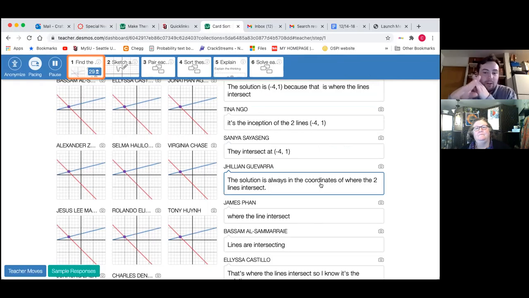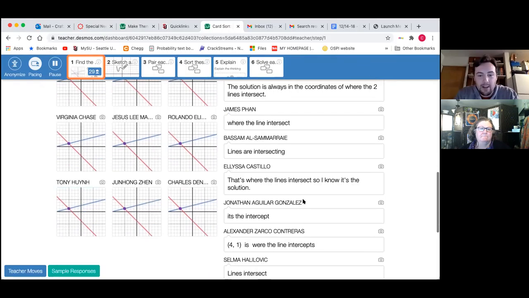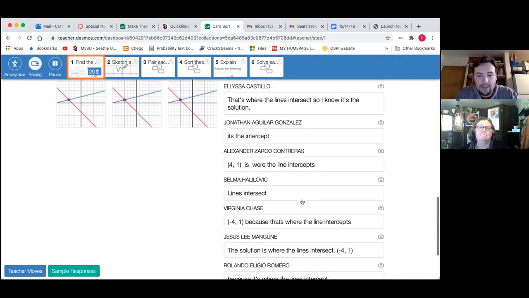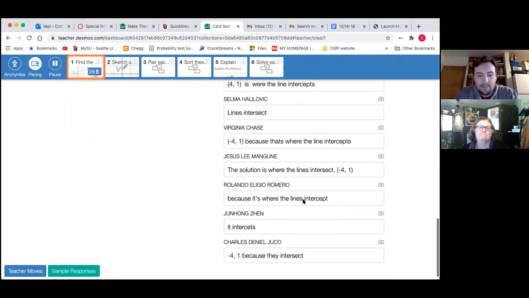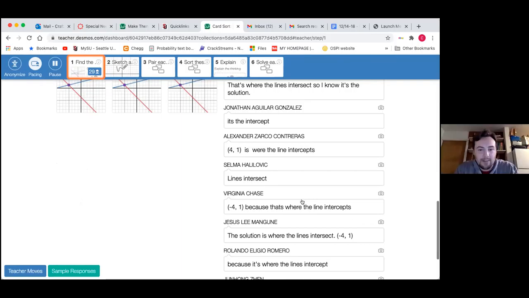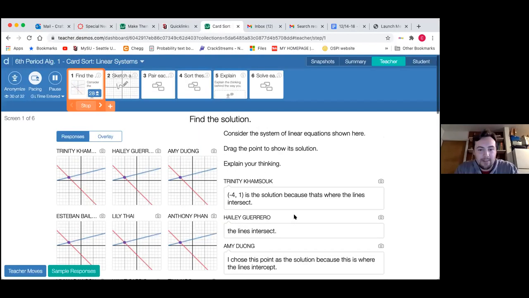And so another way of thinking about it is that these lines intersect when the x and y values are the same for each equation. And I don't know if I've seen anyone state that one yet, but that is another way to think about it. And when we start looking at equations instead of graphs, it's important to keep that in mind.